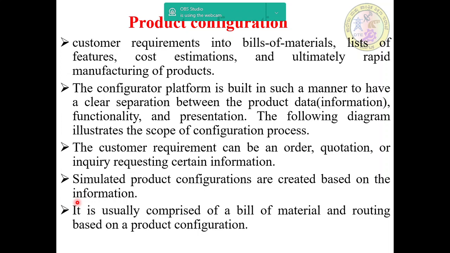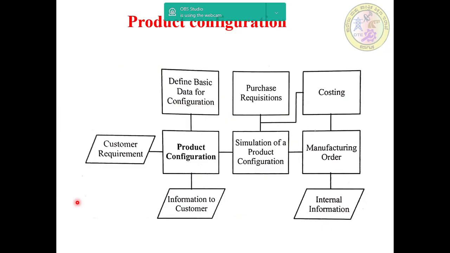The customer requirements into bill of materials and a list of features, cost estimations, and ultimately rapid manufacturing of products. The configurator platform is built in such a manner to have a clear separation between the product data, that may be information, and functionality and presentation. Here the figure shows the scope of this configuration process.